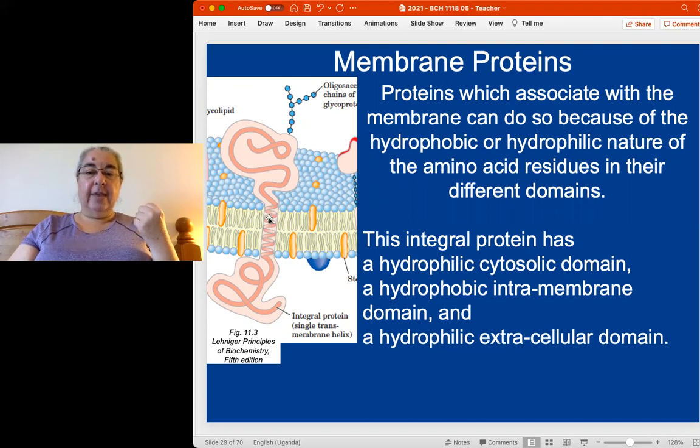So here is an alpha helix inside this protein, which is made up of hydrophobic amino acids, which allows this part of the protein to be embedded right through the lipid bilayer of the membrane. And then there is a hydrophilic part of the protein on both sides of the membrane that's able to associate with a watery environment on the inside and the outside of the cell.